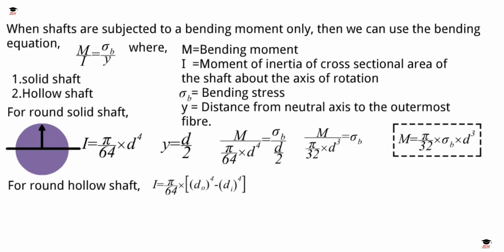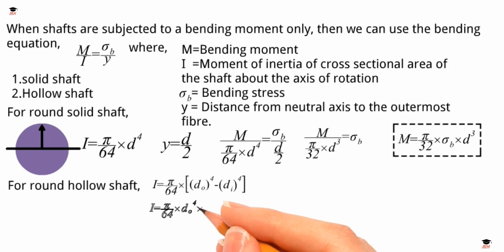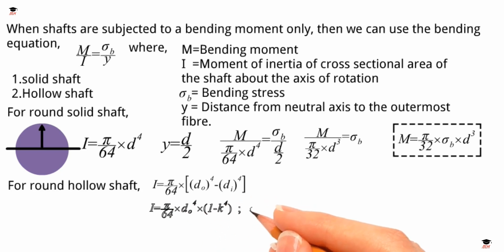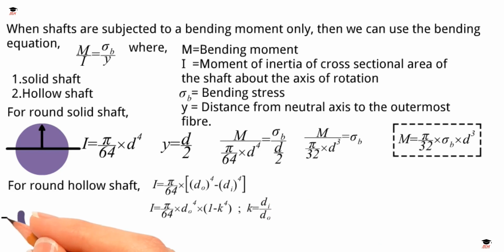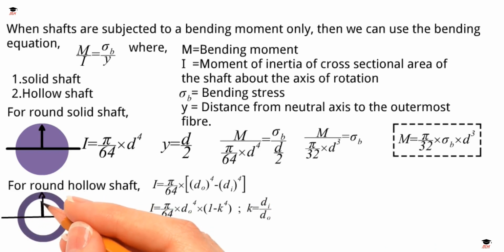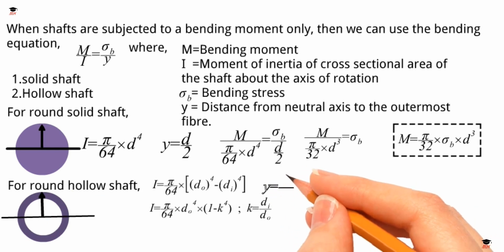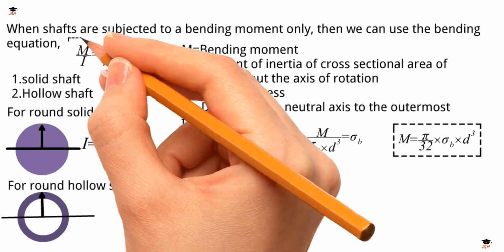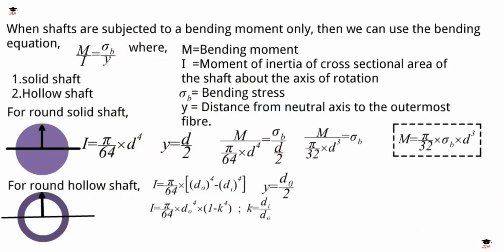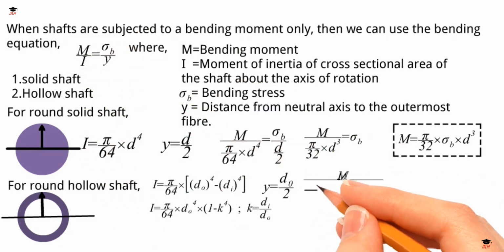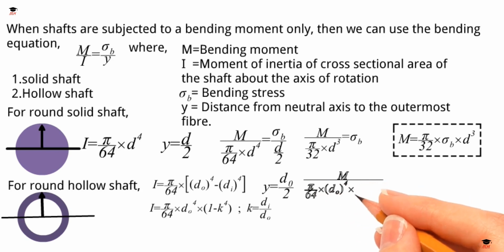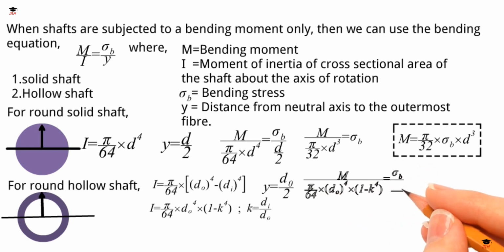So what the other expression says is that I equals pi by 64 into outside diameter raised to 4, into 1 minus k raised to 4, where k equals the ratio of inside diameter upon outside diameter. And y, the distance from the neutral axis to the outermost fiber, equals outside diameter upon 2. We substitute these values in the bending equation. So we get M upon pi by 64 into outside diameter raised to 4, into 1 minus k raised to 4, equals sigma b upon outside diameter by 2.